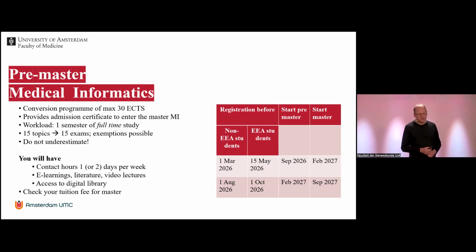So there are 15 topics, and that means also 50 exams. That's quite a lot, 50 exams in 6 months. But depending on your background, you can get exemptions. And Sophie already mentioned that she got some exemptions for the medical part, I guess. And others may get other exemptions. So it might be possible that someone would not get any exemptions, but then it really is a very tough program to complete, but it is possible. So do not underestimate this pre-master program.